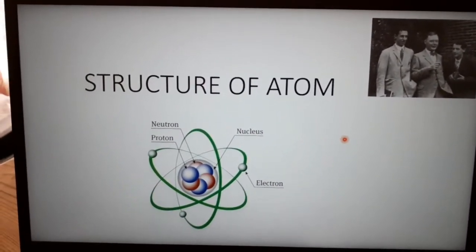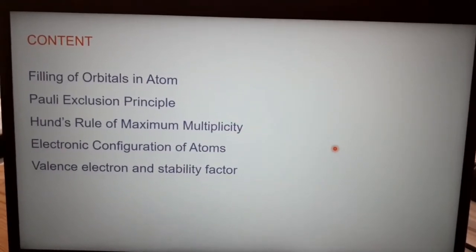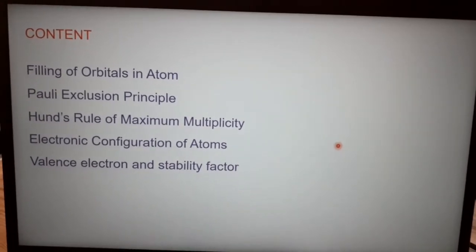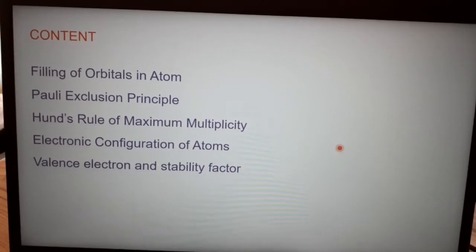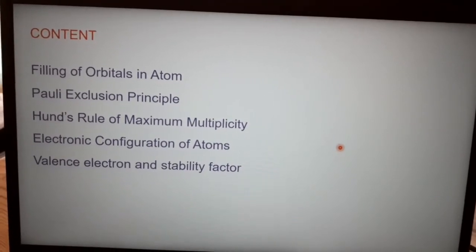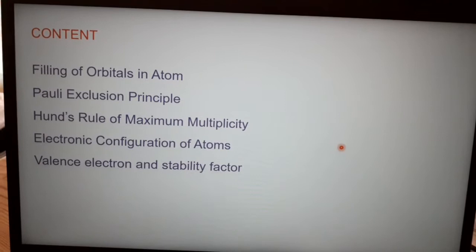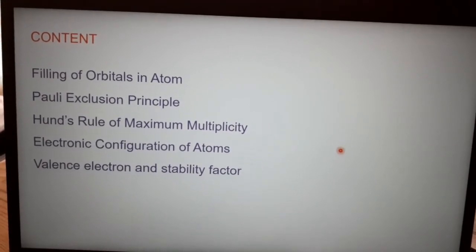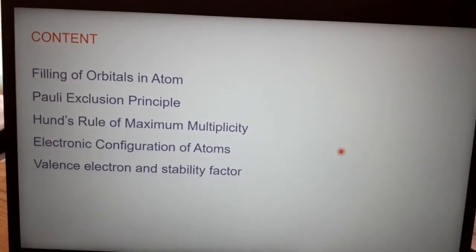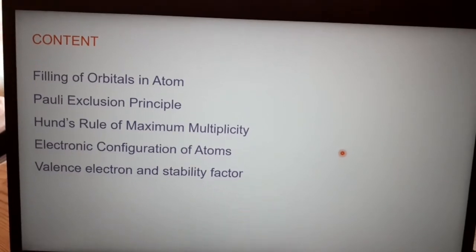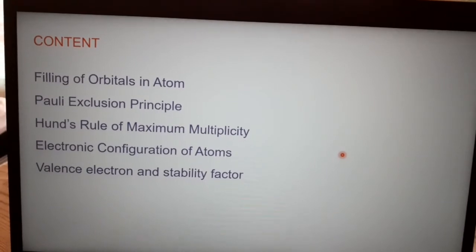Okay, so now we can proceed to the main content. Today I will go through how to fill up the orbitals in an atom. Next, I'll discuss the Pauli exclusion principle, followed by Hund's rule of maximum multiplicity, which is also an important factor. Finally, I'll go through the electronic configuration of atoms, and then I'll give a brief idea about the valence electrons and the stability factor.